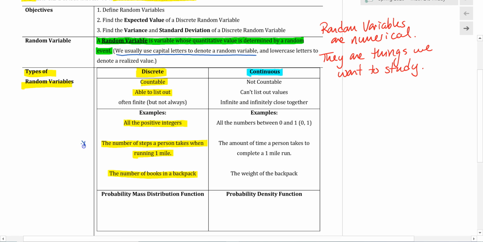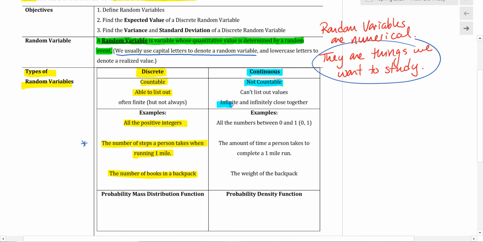Maybe I want to analyze the number of steps someone takes, so I'll look at a whole bunch of people running a mile. I could find the average number of steps it takes someone to run a mile and so forth, standard deviation and variance. So maybe that's the thing I'm trying to study or learn about. I could also have continuous random variables, and again, we're going to talk about it now, and then we're not going to talk about it again until I think chapter 6. Continuous numbers are not countable.